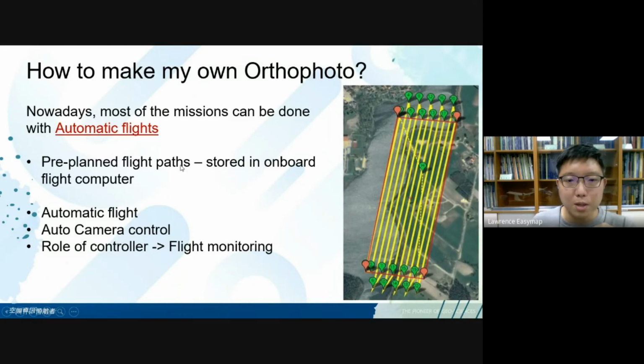All those commands will be stored on the flight computer, just like the brain. The UAV will fly automatically, and it will also control all the control surfaces and the camera shutter to take the pictures one after the other. So now the controller is no longer controlling the aircraft throughout the flight. He is now the monitor, to see if any system is working properly. Is everything going well as planned?